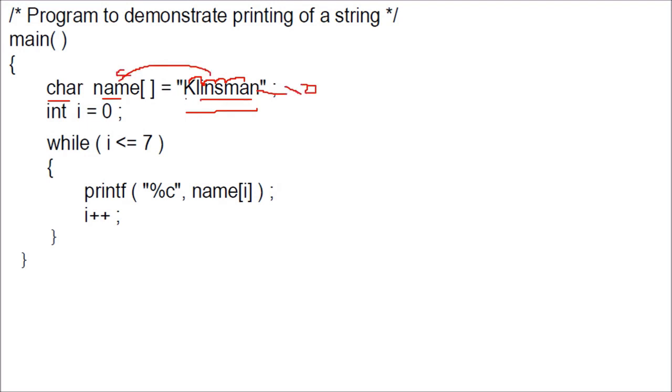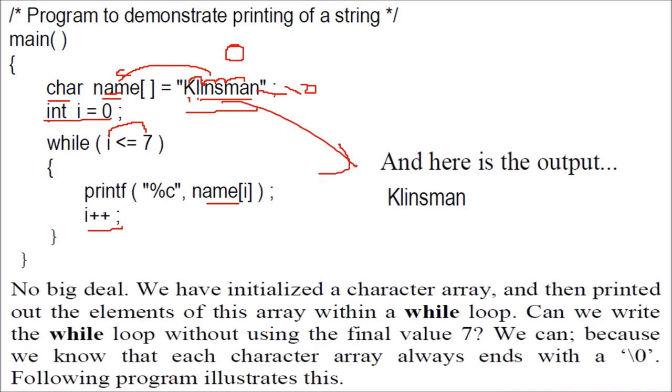So how many characters are there? 1, 2, 3, 4, 5, 6, 7, 8. So we start with int i equal to 0, we go up to 7, and we print all the characters of this character array, which is the string, and we do i plus plus. So this Pressman will be printed. This is a while loop.